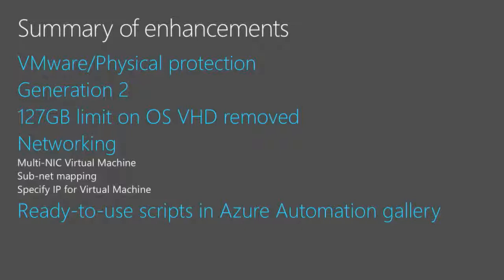The 127G limit on OSVHD, which was one of the top blockers, has been removed. We worked with the Azure team to remove that. We talked about the networking multi-NIC support that I just showed, that you can do subnet mapping and actually specify or retain the IP. We've uploaded about 7 scripts in Azure Gallery for you to use for your automation.